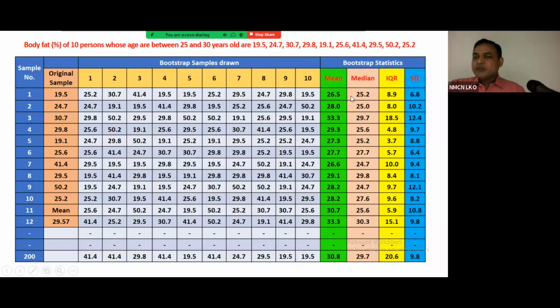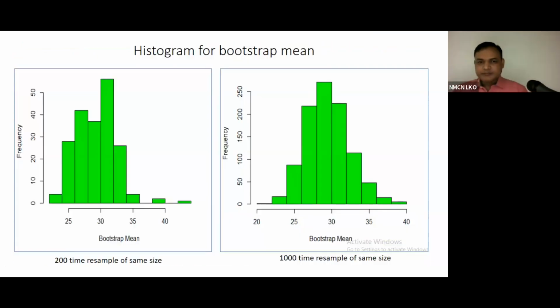Now for each sample, we can estimate the mean, median, interquartile range, standard error, or standard deviation. If we see these columns, mean, median, mode, we have got 200 means. Now if we plot these 200 means, we will get the sampling distribution of the mean. Here we have plotted the mean.